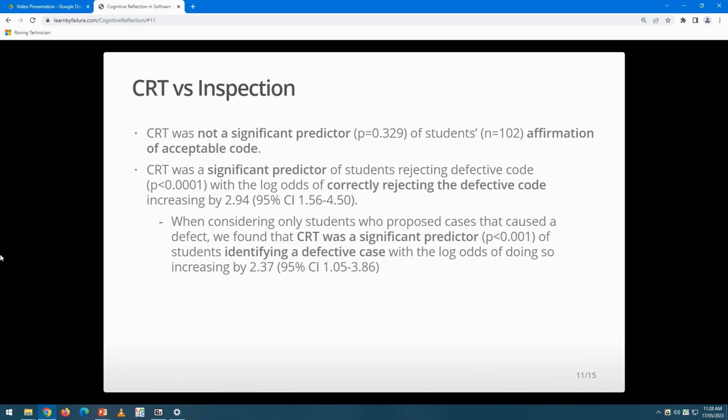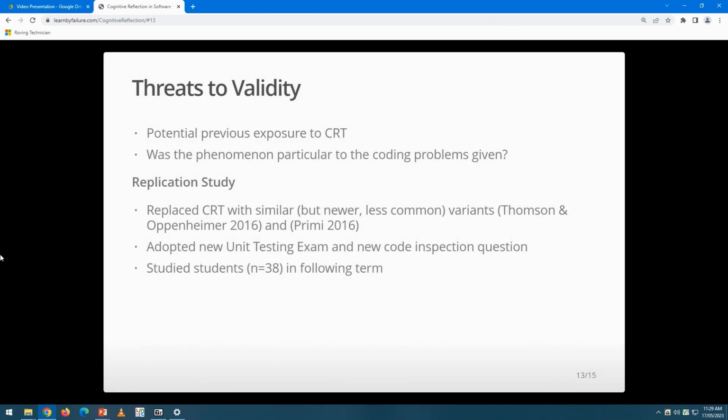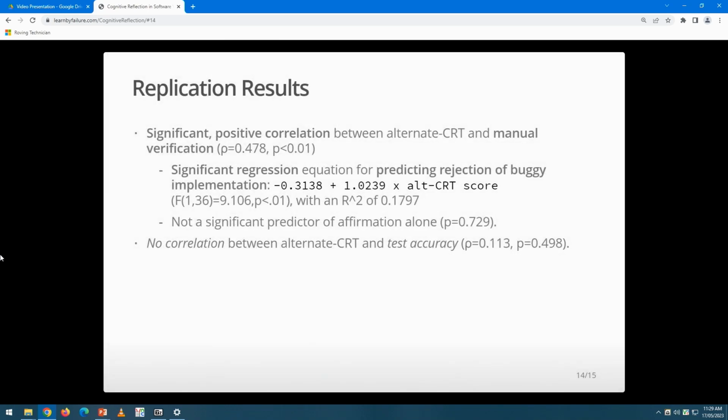However, the interesting thing I found in this first study was that CRT was a significant predictor when the students were looking at the code problem that had a bug in it: the likelihood of them catching that bug had a significant positive correlation with their CRT score. I can go through the details more in the paper, or perhaps in answering questions, but I tried to address some threats to validity in a replication study using different problems and a variation of the CRT, and found more or less the exact same results.